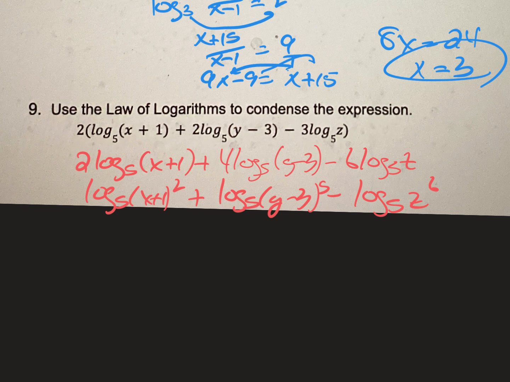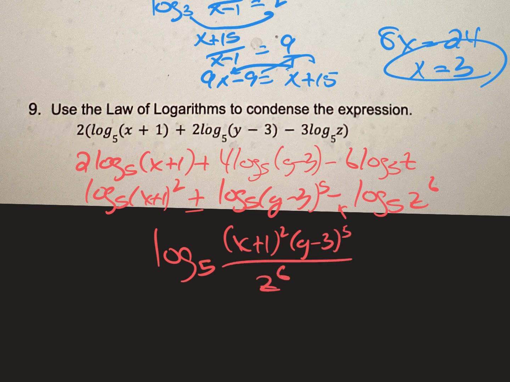Now, anytime there's addition, that means multiplication, remember? So I'm going to make one big log. I've got a multiplication and I have a division. So everything that's multiplied is going to go in my numerator, just like this. And the division part is going to be my denominator, which goes there.